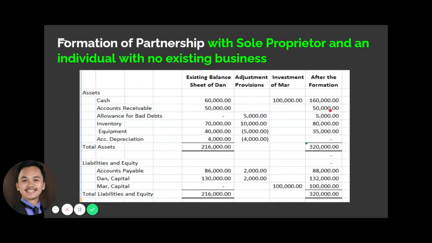So at the beginning of the partnership year, it will now have 320,000 in assets and 320,000 in liabilities and equity. So this is the balance sheet of DM partnership at the beginning of the formation, or after the formation. Okay?